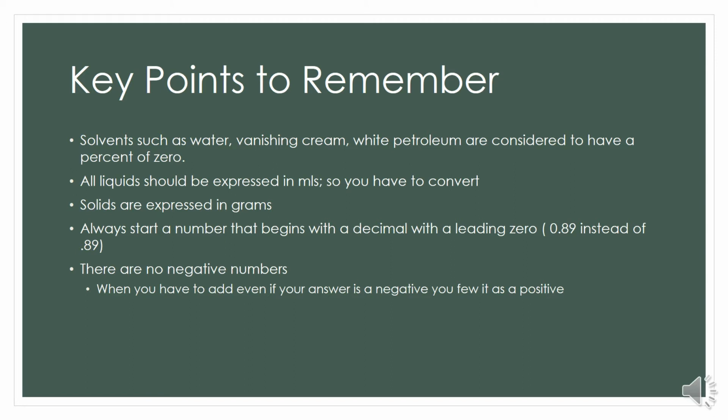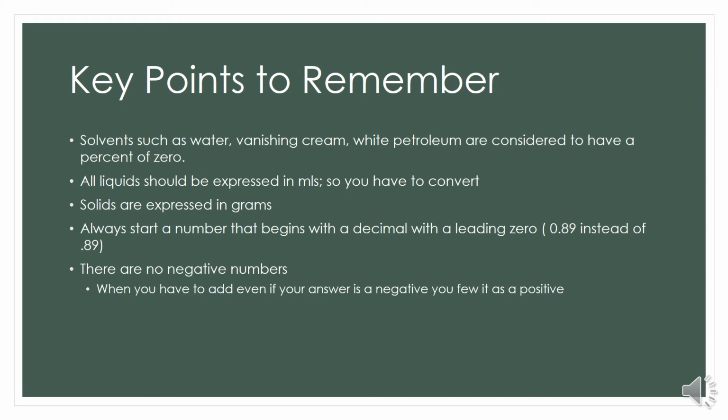Key points to remember. As I said before, I talked about the water and all that, meaning 0%. But solvents such as water, vanishing cream, white petroleum jelly, Aquaphor, Vaseline, all of these are considered to be 0%. All liquids are expressed in mLs, so you have to convert. So if you have a liter of something, you have to convert it to mLs. That's very important. Don't forget that.